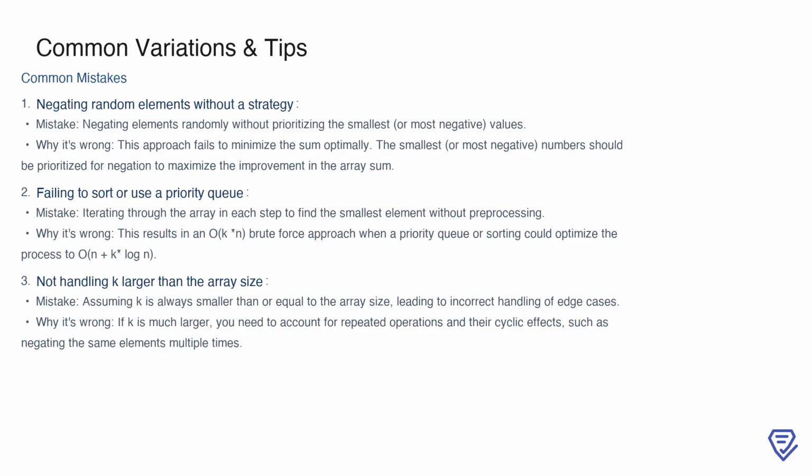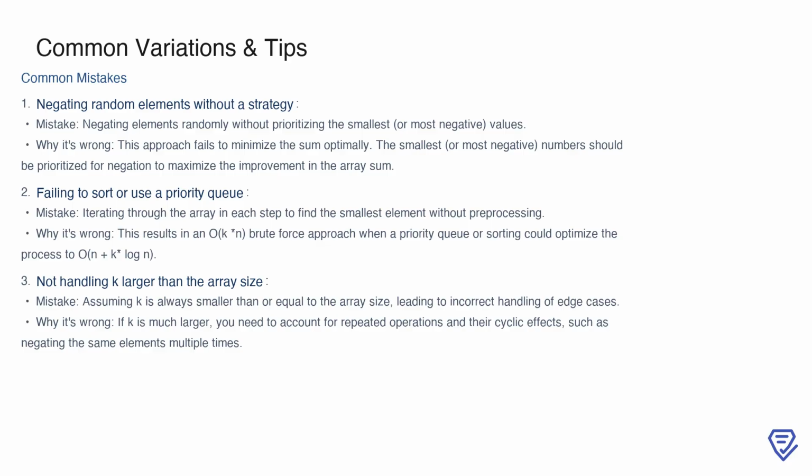Another issue is failing to use efficient methods, like sorting or a priority queue, to locate the smallest element. If you iterate through the array repeatedly to find the minimum, you'll likely end up with an O(k * n) brute force approach, which can be significantly slower than using a min heap or sorting. Lastly, it's critical to handle scenarios where k is larger than the array size.